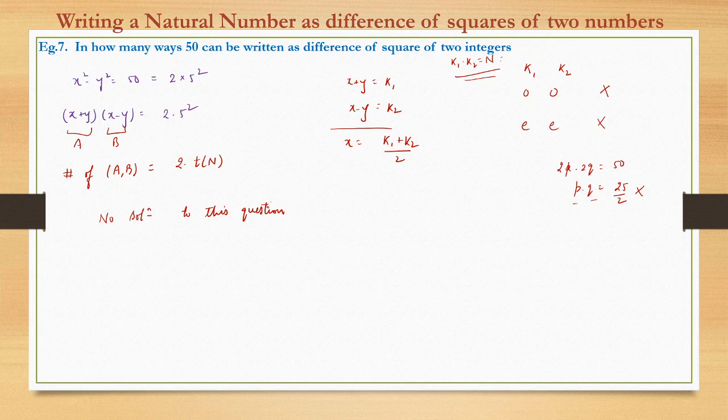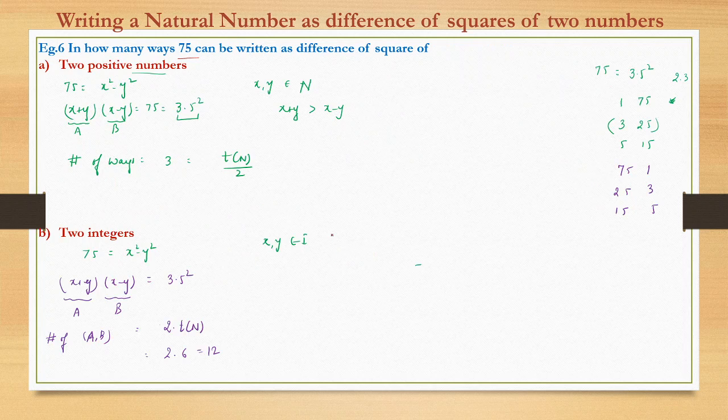But here we understand that if a number is in the form of 4k plus 2, this number cannot be expressed as a difference of squares of two integers. This we saw here. What about 4k plus 1 and 4k plus 3? These are odd numbers, and we saw in the previous question that any odd number can be expressed as a difference of two squares. Nothing prevents it here, right?